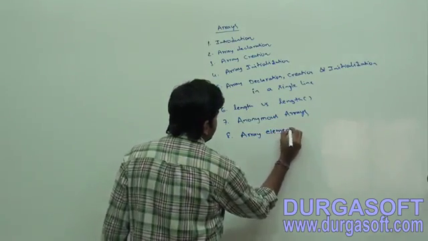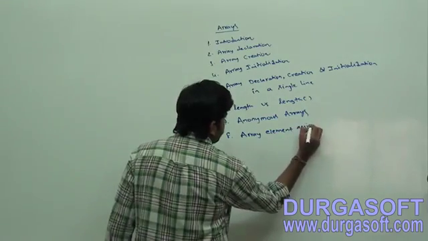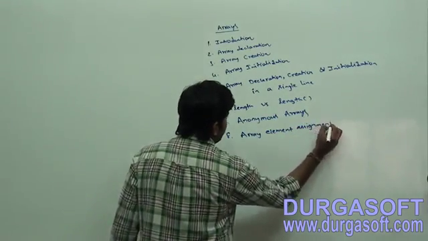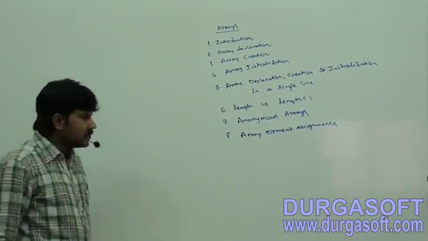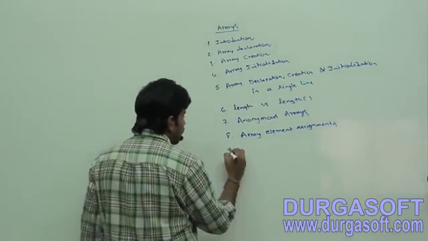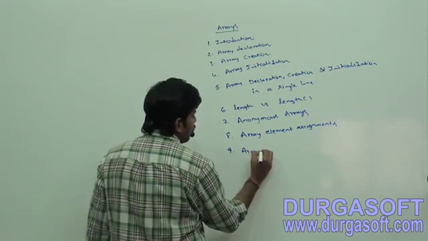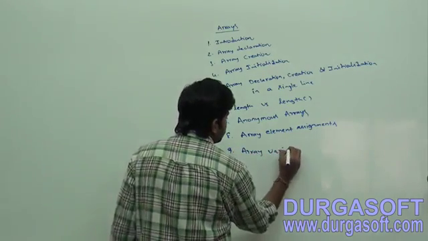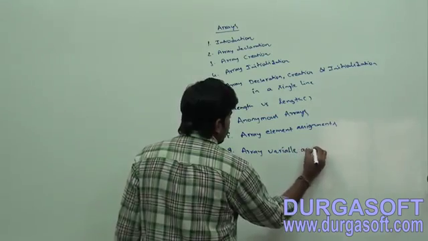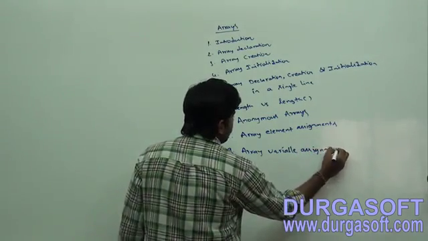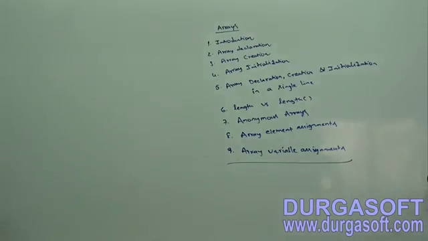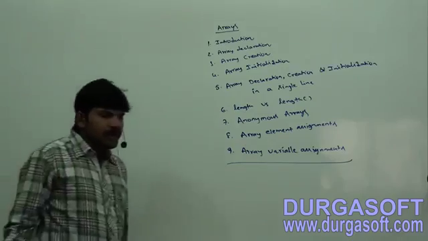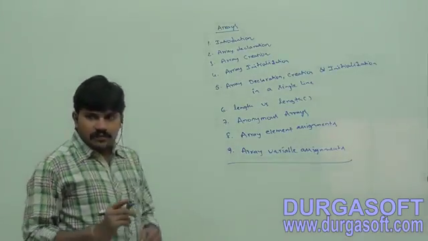Next, array element assignments. Next, array variable assignments. That's all. So these are the 9 subtopics we have to discuss as a part of arrays.